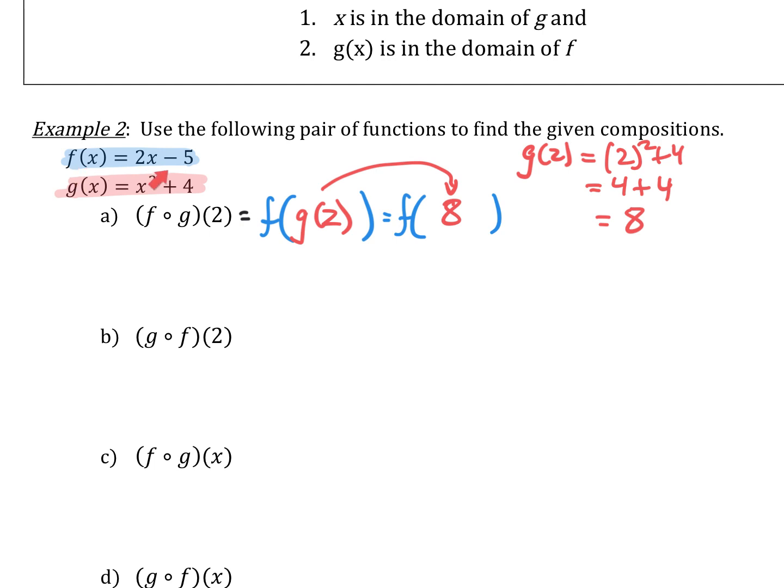All right, well, what is our f function? The f function is right here, 2x minus 5. So we're going to take 2 times the input minus 5. What is the input? We're putting in 8. All right, and that gives us 2 times 8, which is 16, minus 5, which is 11. All right, so we found f composed with g of 2, meaning we put g of 2 into f.